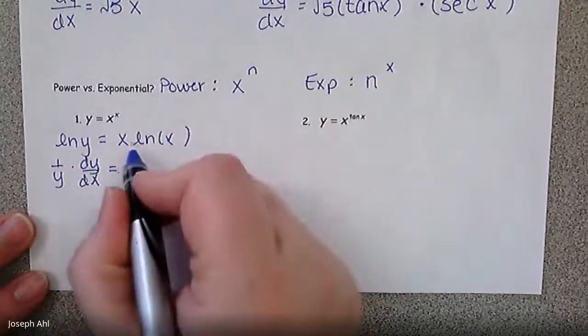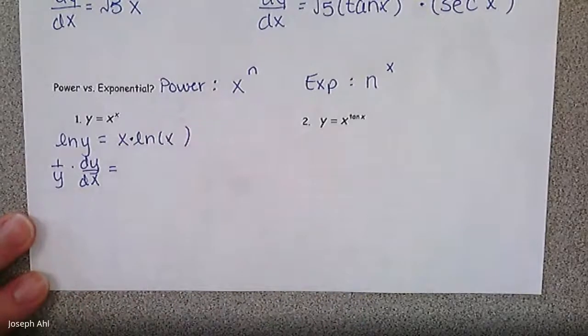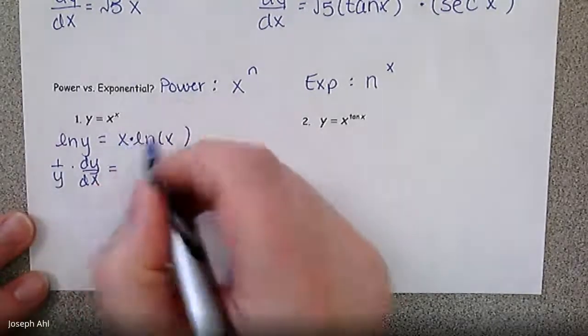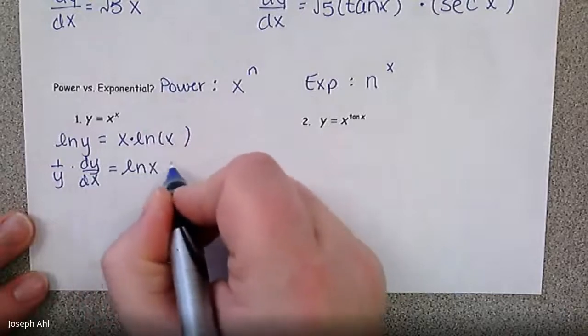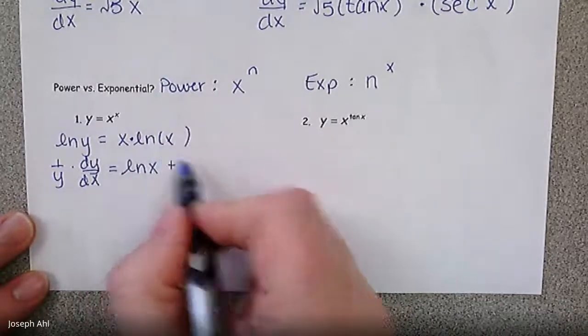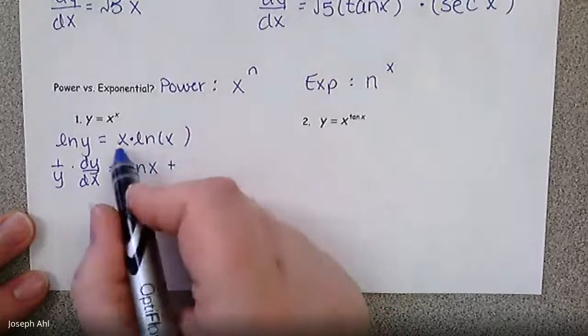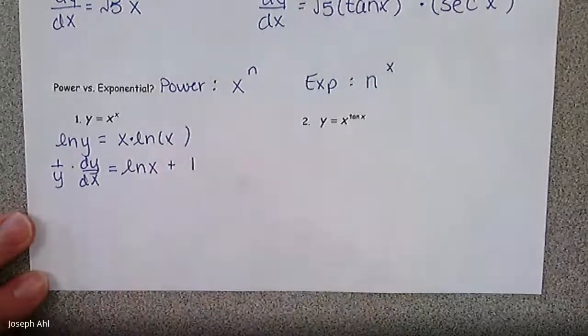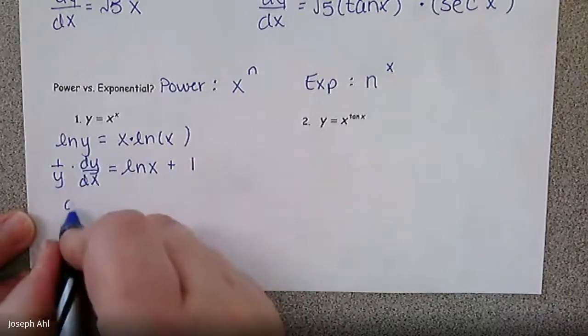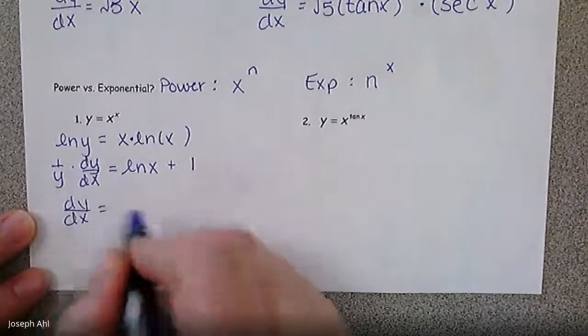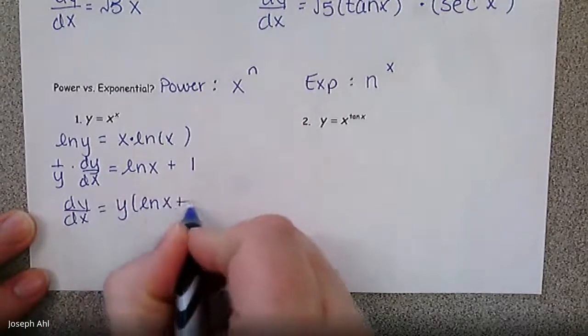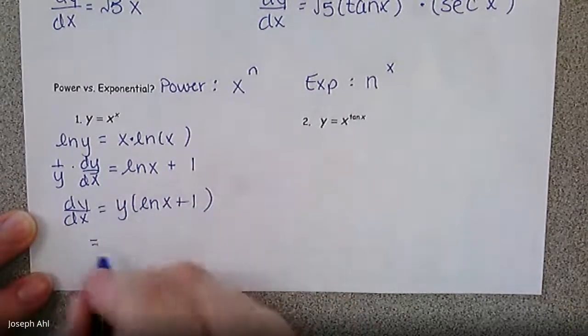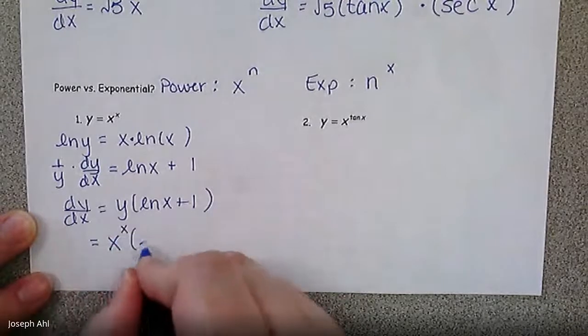And then x times ln x, we know that we're going to have to use some product rule there. So the derivative of x is 1 times ln x, plus the derivative of ln x is 1 over x. 1 over x times x is 1. So that right side becomes ln x plus 1 after using the product rule. Multiply the y to the other side. dy dx equals y times ln x plus 1. And in the last step, of course, we can replace y with x to the x power.